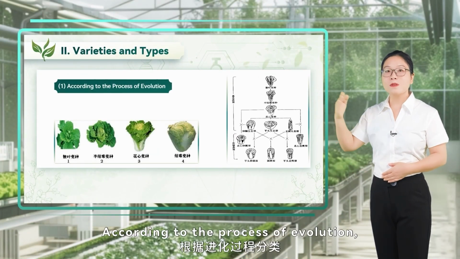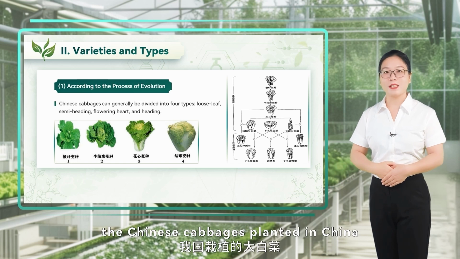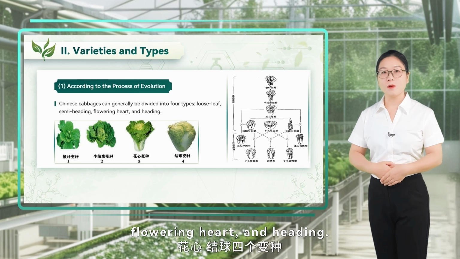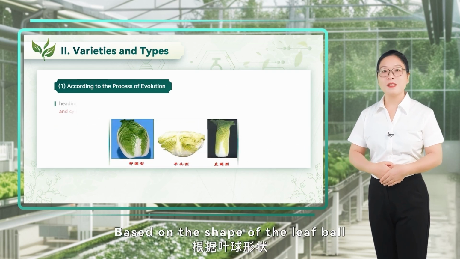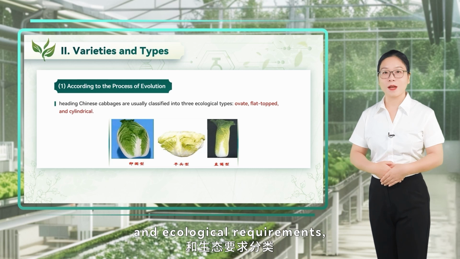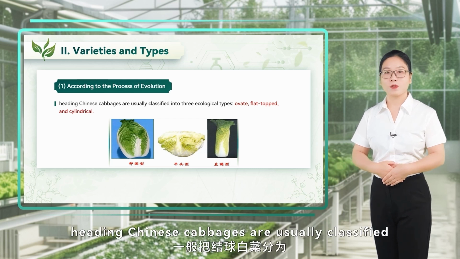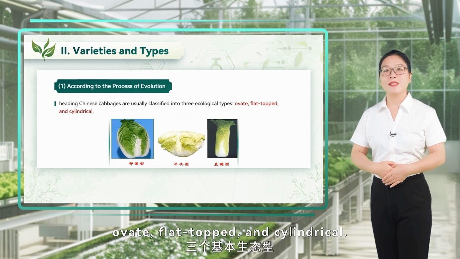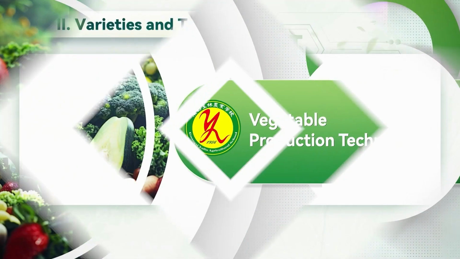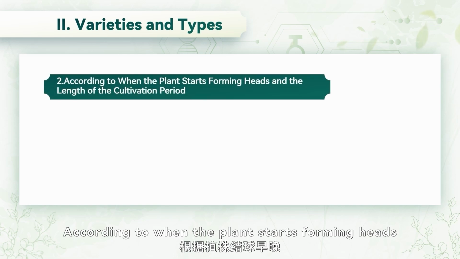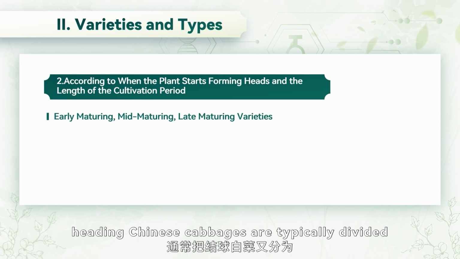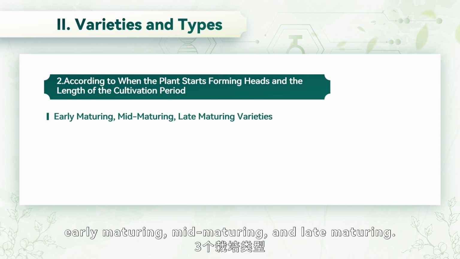According to the process of evolution, the Chinese cabbages planted in China can generally be divided into 4 types: loose leaf, semi-heading, flowering heart, and heading. Based on the shape of the leaf ball and ecological requirements, heading Chinese cabbages are usually classified into 3 basic ecological types: ovate, flat-topped, and cylindrical. According to when the plant starts forming heads and the length of the cultivation period, heading Chinese cabbages are typically divided into 3 cultivar types: early maturing, mid-maturing, and late maturing.